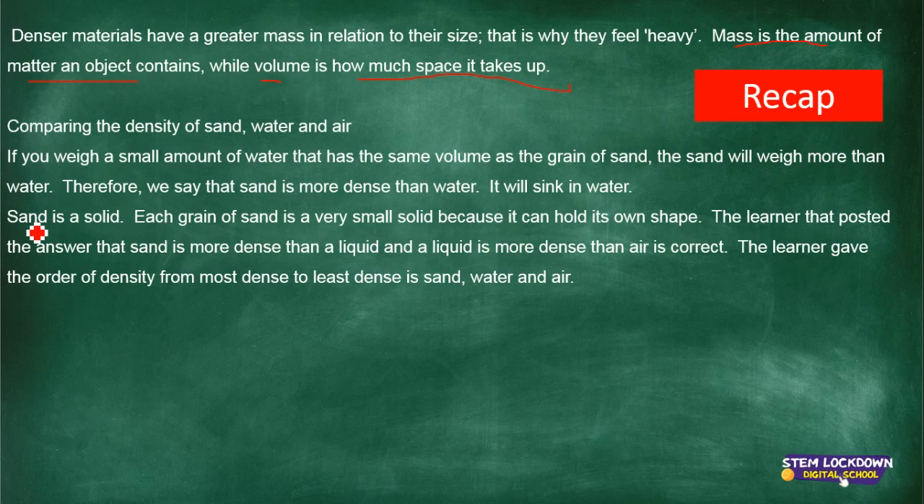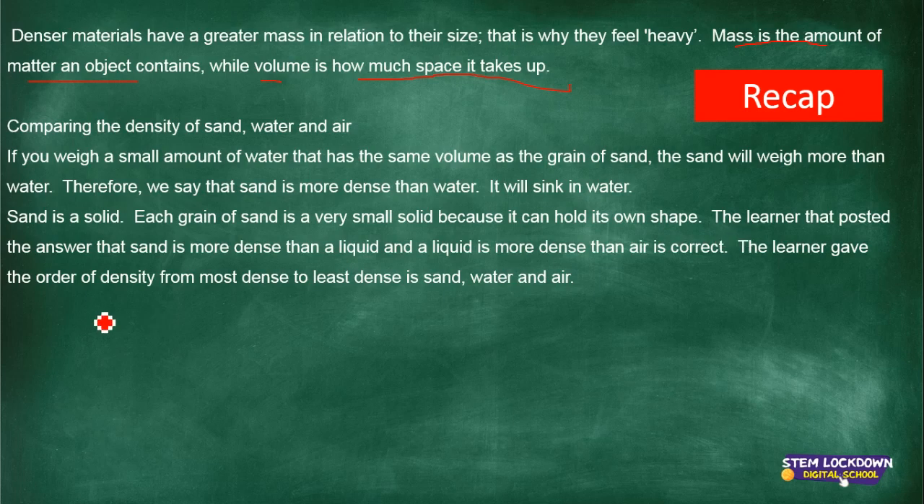Now, this is because the sand is a solid. Even though you may think, well, why is sand a solid? Basically, each grain of sand is a very small solid because it can hold its own shape. So any substance that can hold its own shape is basically called a solid.